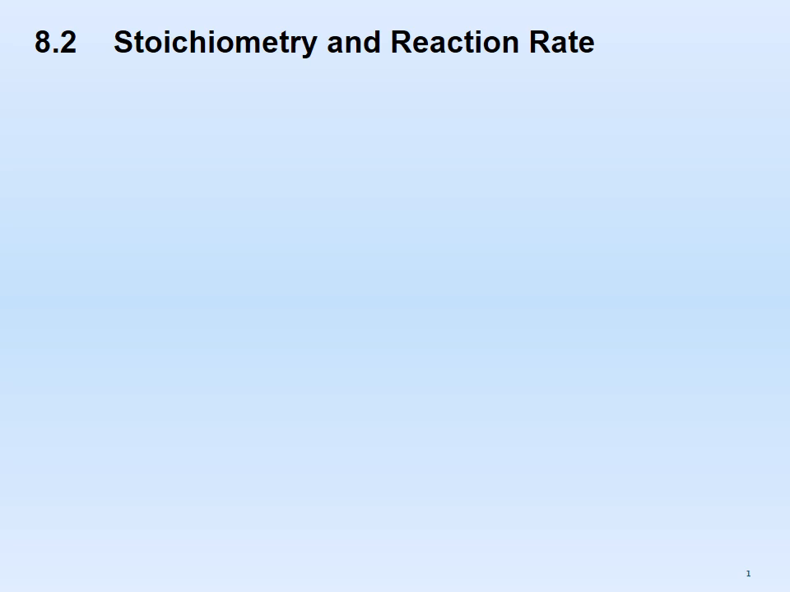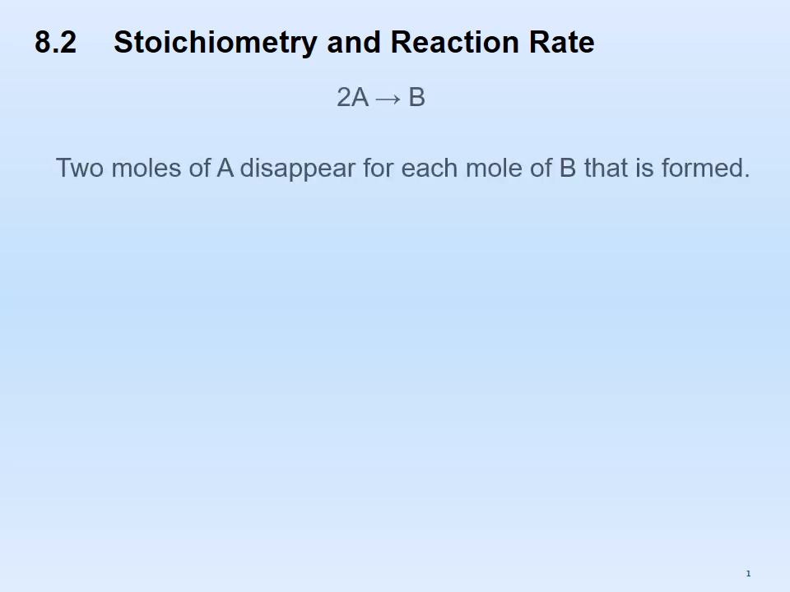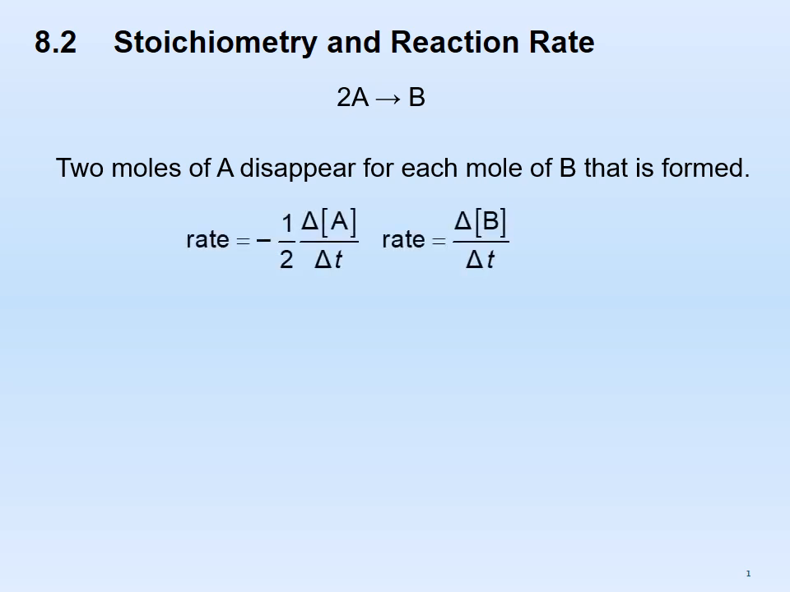Stoichiometry and reaction rate. For a reaction in which the stoichiometric coefficients are not all 1, we express rate a little differently. For example, 2 moles of reactant A undergo a reaction to form 1 mole of product B. The rate is minus half change in concentration of reactant A over change in time. But in terms of B, rate is change in concentration of B over change in time.